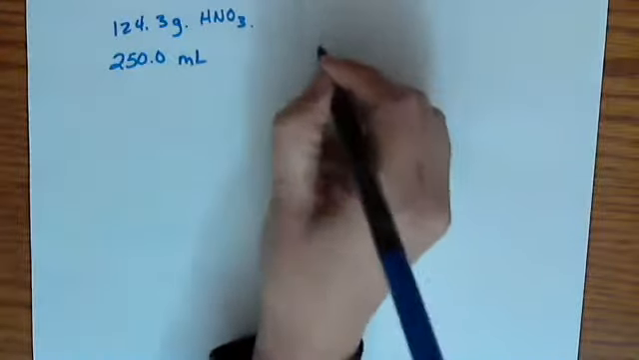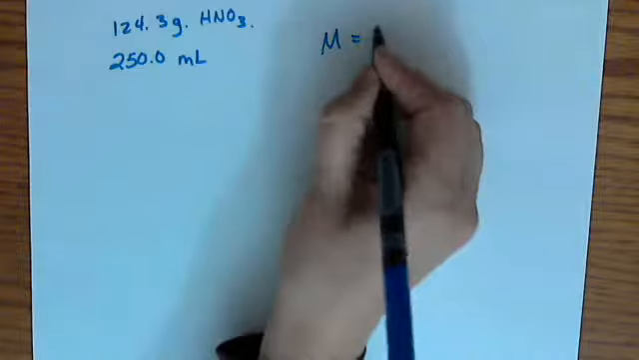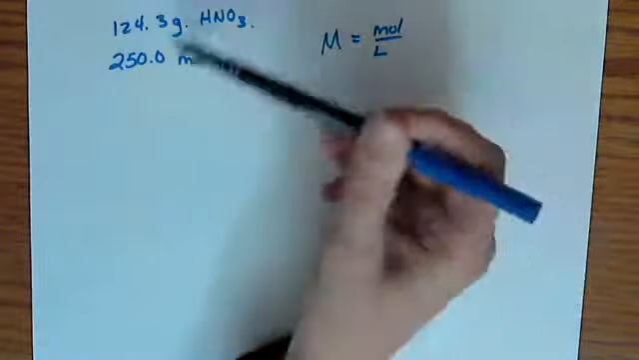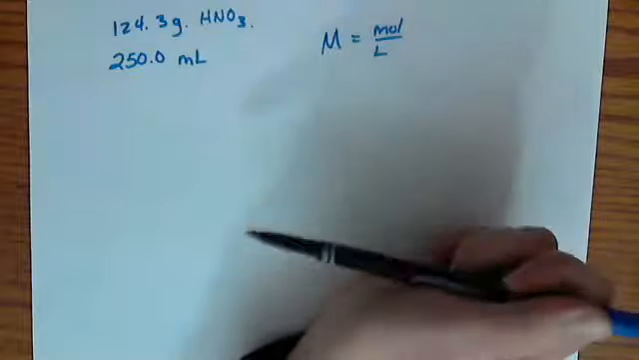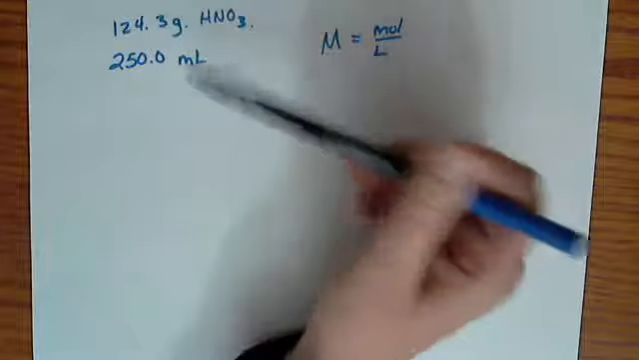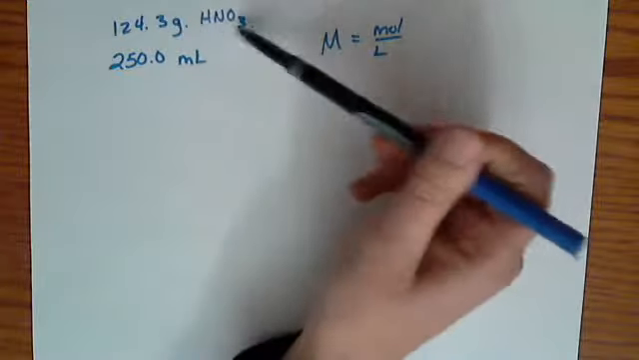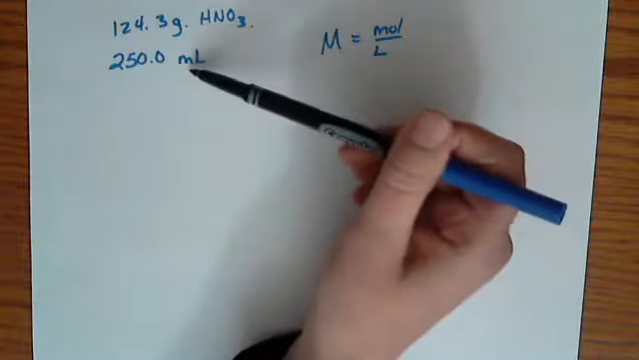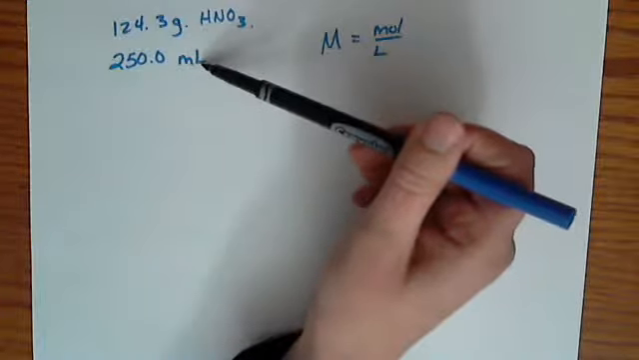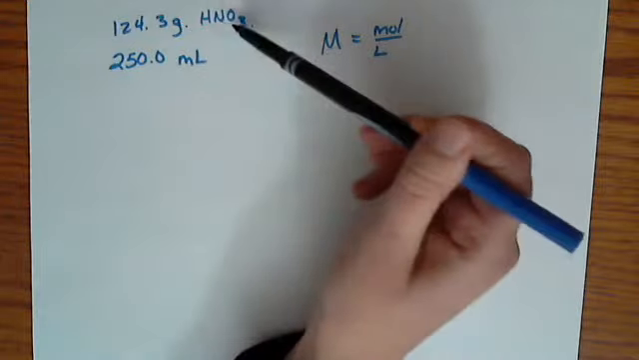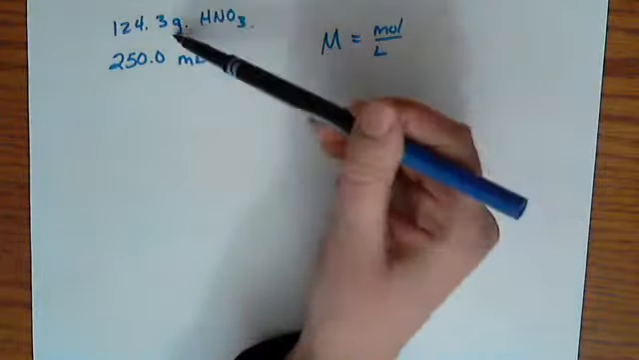So remember, if we want to know molarity, molarity is moles per liter. So I have mass and milliliters. Can I just stick them in here and find molarity? Well, not really. First, I have to go ahead and find the number of moles of nitric acid that I have, and then I have to also change this to be liters instead of milliliters, and then we can do that.